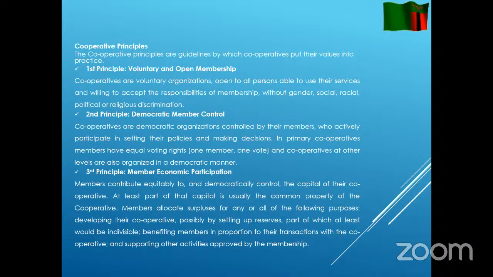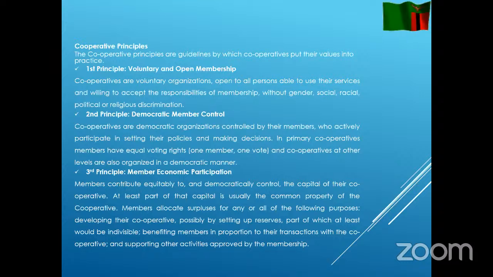Okay, the third principle is member economic participation. I think we talked a lot about the members contributing equitably to, and then democratically controlling, the capital of their cooperative. So there's this contribution, and you can't join a cooperative without making a contribution financially, because if you have to do business, unless you are in a barter system, money has to be applicable so that people invest, you run your business, then you get surpluses. You allocate surpluses for purposes of maybe developing the cooperative. Sometimes you decide to set up reserves. Sometimes you give out patronage bonus.